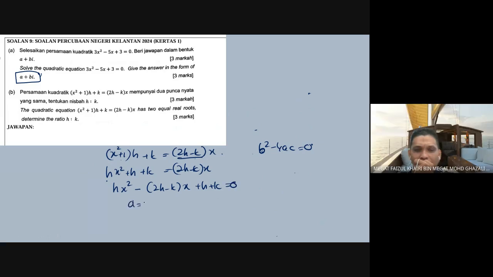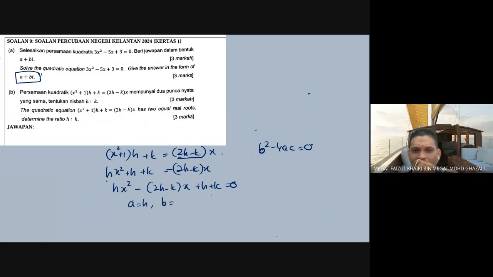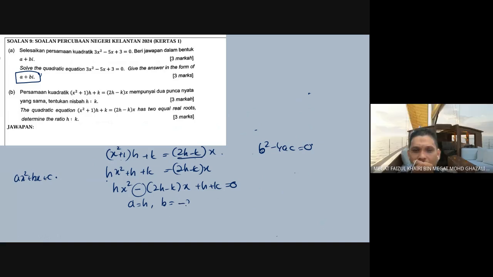a equal to h, b equal to 2h minus k. From ax squared plus bx plus c, but we have negative here, so it's negative 2h plus k, and c equal to h plus k. That's it.